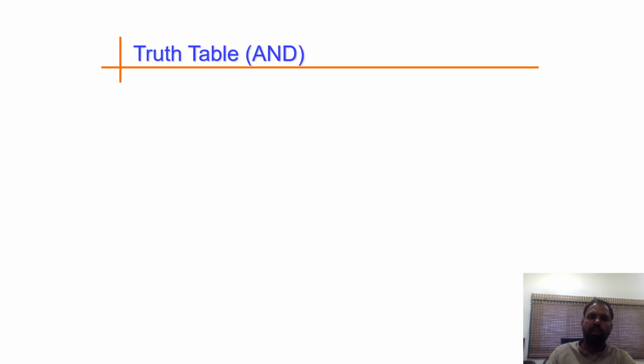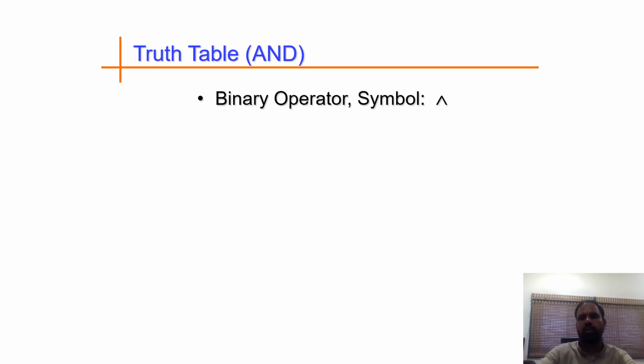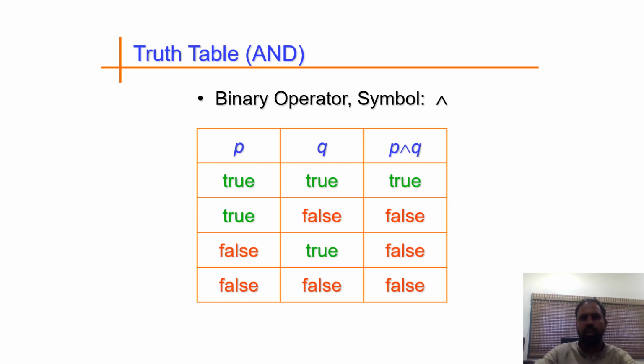In the next slide we can see the truth table for AND. The binary operator used for AND is this, which we already discussed. This is the truth table for AND. These are the values of P, these are the values for Q. For P we use the first two values true and the next two false. If we use three variables, then the first four will be true and the next four will be false, and in Q alternate values.